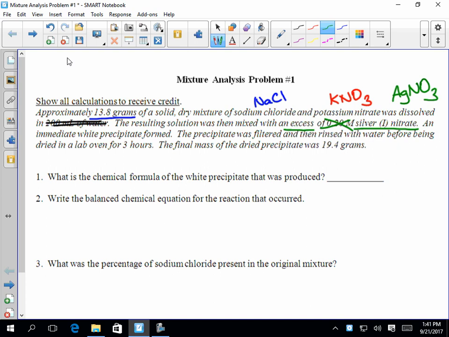Okay? An immediate white precipitate formed. The precipitate was filtered and then rinsed with water before being dried in a lab oven for 3 hours. Nobody cares about 3 hours when we're doing the calculation. The final mass of the dried precipitate, that's going to be important. That's going to be important, and you know that.